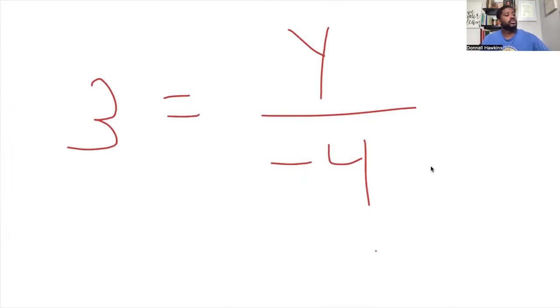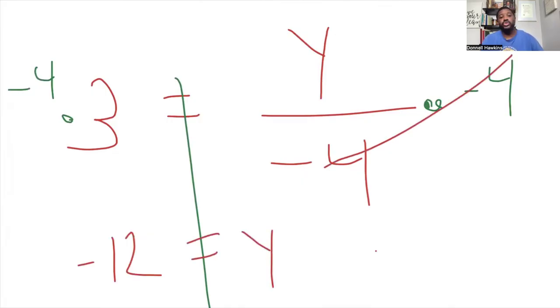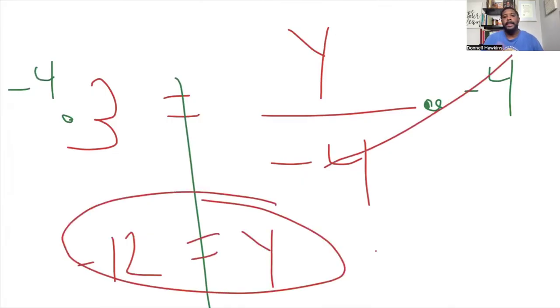So again, they're showing us division. We want to go ahead and draw our line. We want to move this -4, so we're going to multiply -4 on both sides. Okay? We're going to multiply -4 to this 3 right here. And -4 times 3 equals -12. Of course, this cancels out. -12 is equal to y. Boom, you're done. All right.